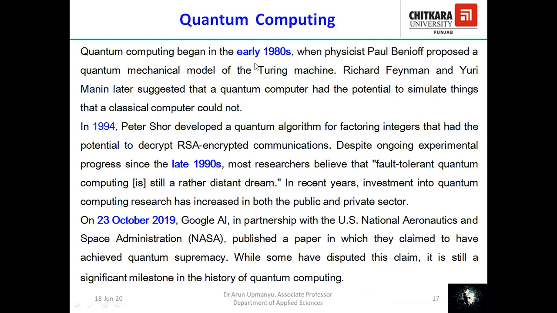It began in the early 1980s, then 1994, the late 90s, and finally last year, in October 2019, Google, in a partnership with the US National Aeronautics and Space Administration, NASA, published a paper in which they claim to achieve quantum supremacy. Quantum supremacy is not easy to achieve, but they claim they have done something about it. So this is a very new technique, a very new idea.